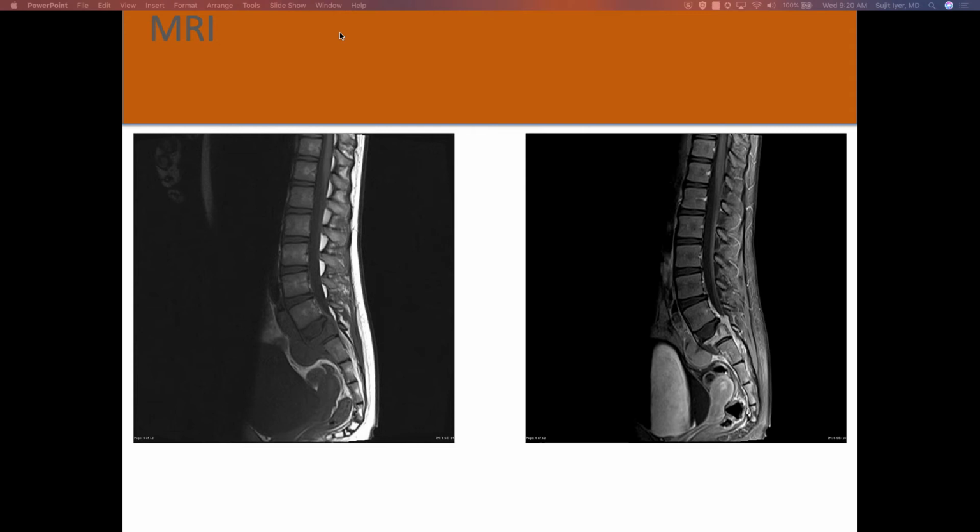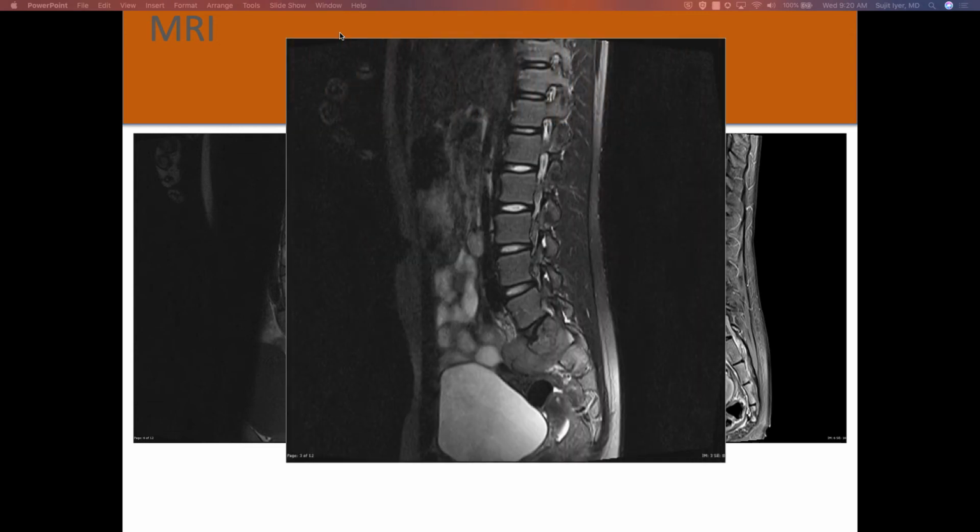And we're pretty good at seeing this, but we're not very specific, so it's up to the pathologist to give us the final diagnosis. There's one more MRI. And again, same sort of thing. This is a little bit off to the side, again showing this paravertebral soft tissue mass associated with the vertebral body infiltration and loss of height.